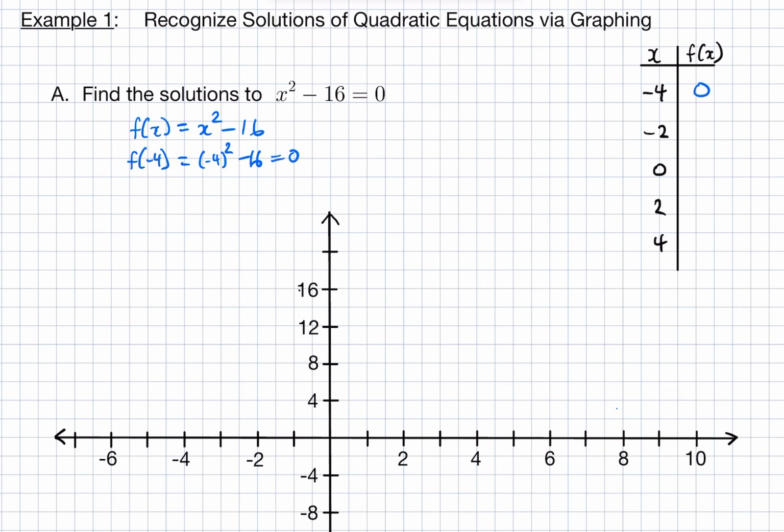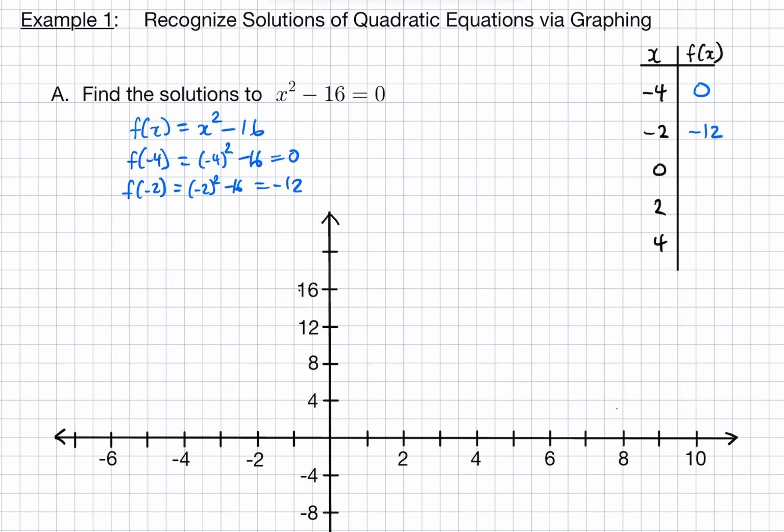All right, so let's go ahead and put in an x value of -2. So f of -2 is equal to -2 squared minus 16. And -2 squared is 4. 4 minus 16 gives us -12. So at -2, we know it's going to be -12.